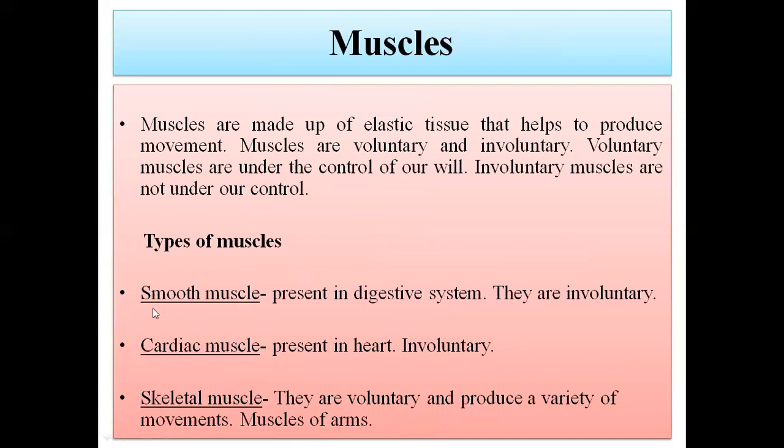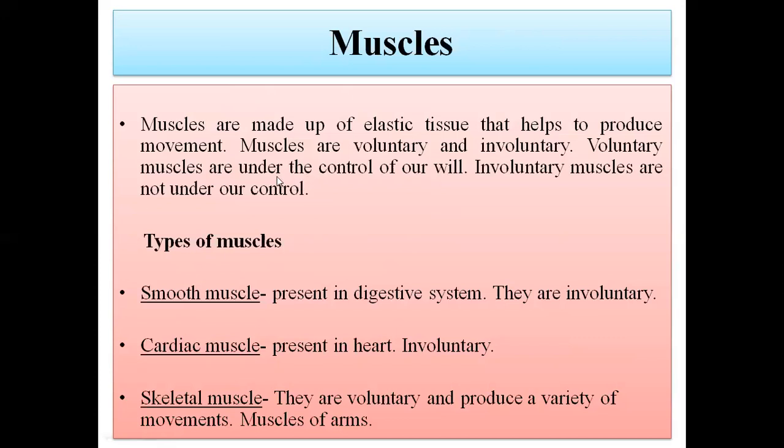Next are the muscles. Muscles are made up of elastic tissue that helps to produce movement. Muscles are voluntary and involuntary. Voluntary muscles are under the control of our will, and involuntary muscles are not under our control. They are made up of elastic tissue which will help us to move our body. And there are two types of muscles: voluntary and involuntary.